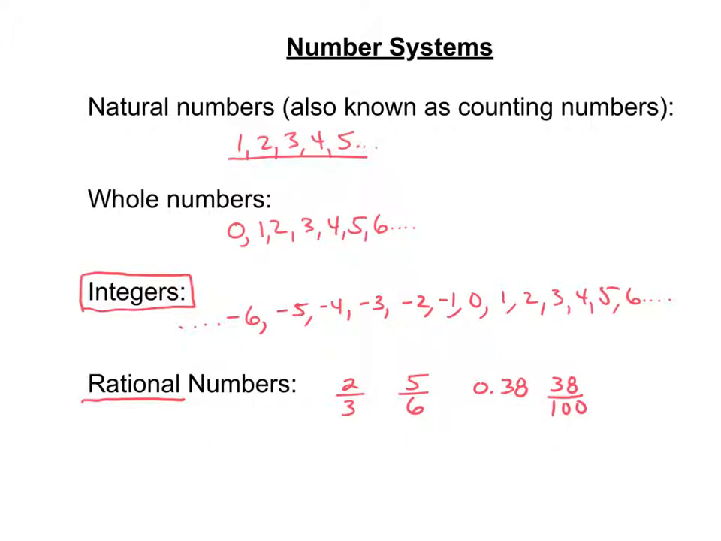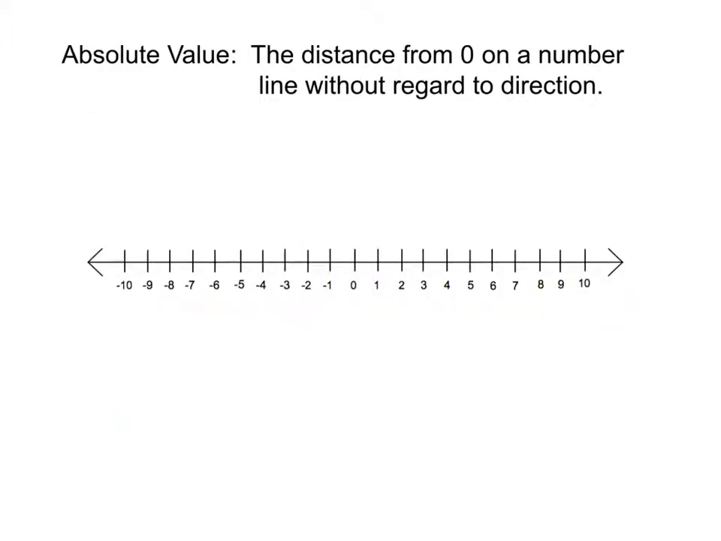One other idea that you need to become familiar with in this section is the idea known as absolute value. And I will start to talk about that on the next slide. Absolute value means the distance from 0 on a number line without regard to direction. And absolute value is indicated by having two vertical lines on either side of a number.